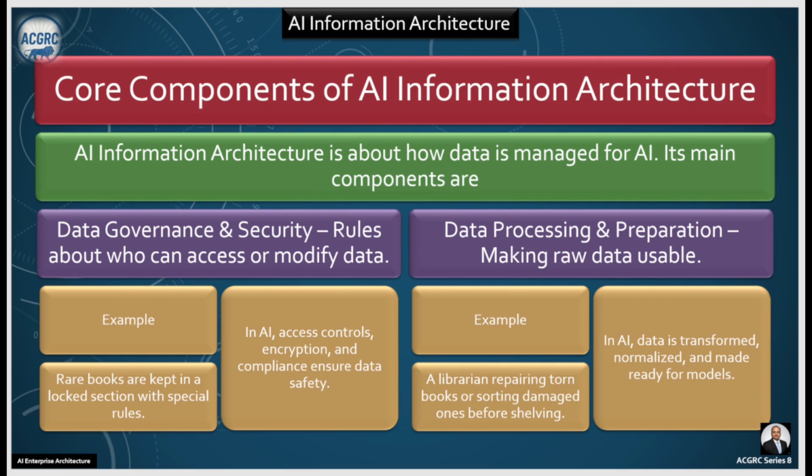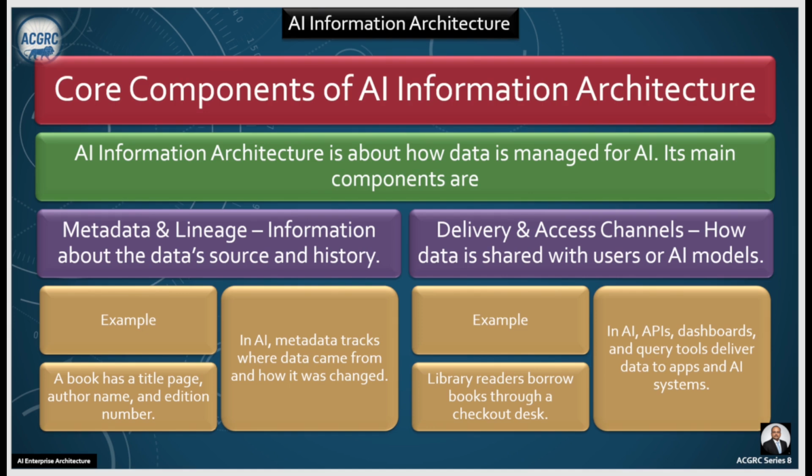Then we have data processing and preparation, which is about making raw data usable. Example in this is a librarian repairing torn books or sorting damaged ones before shelving back. Similarly, in AI, data is transformed, normalized, and made ready for the models. The next is metadata and lineage, which is the information about the data source and history. Example, a book has a title page, author name, and edition number. In AI, the metadata tracks where the data came from and how it was changed. So that's metadata and lineage.